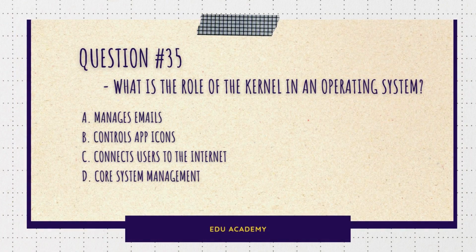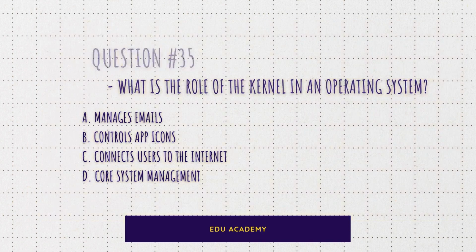Question 35. What is the role of the kernel in an operating system? A. Manages emails. B. Controls app icons. C. Connects users to the internet. D. Core system management. You have 10 seconds to answer.